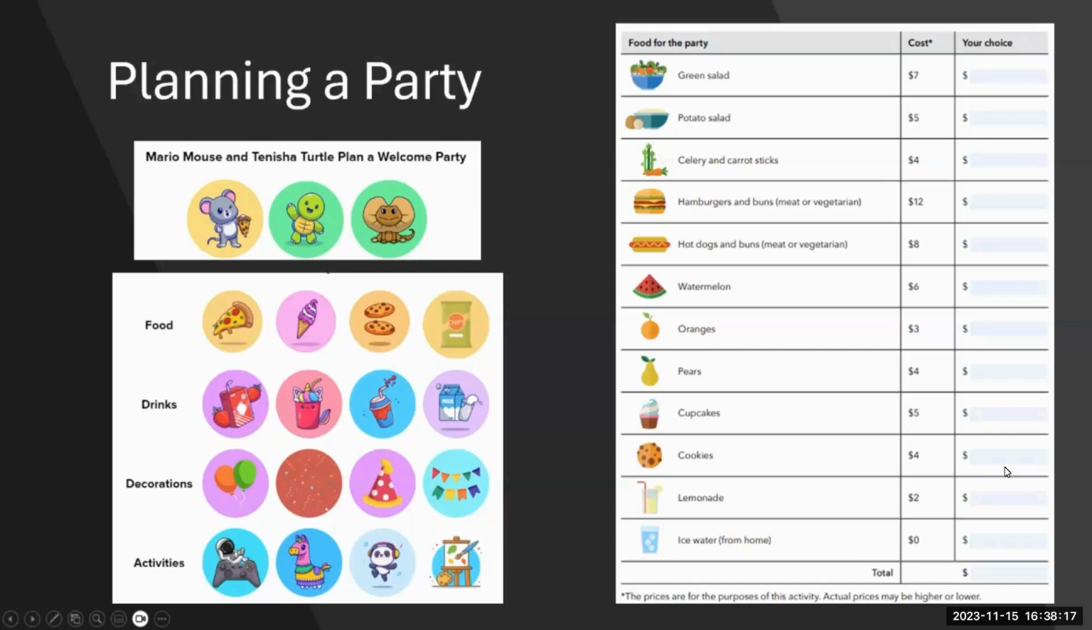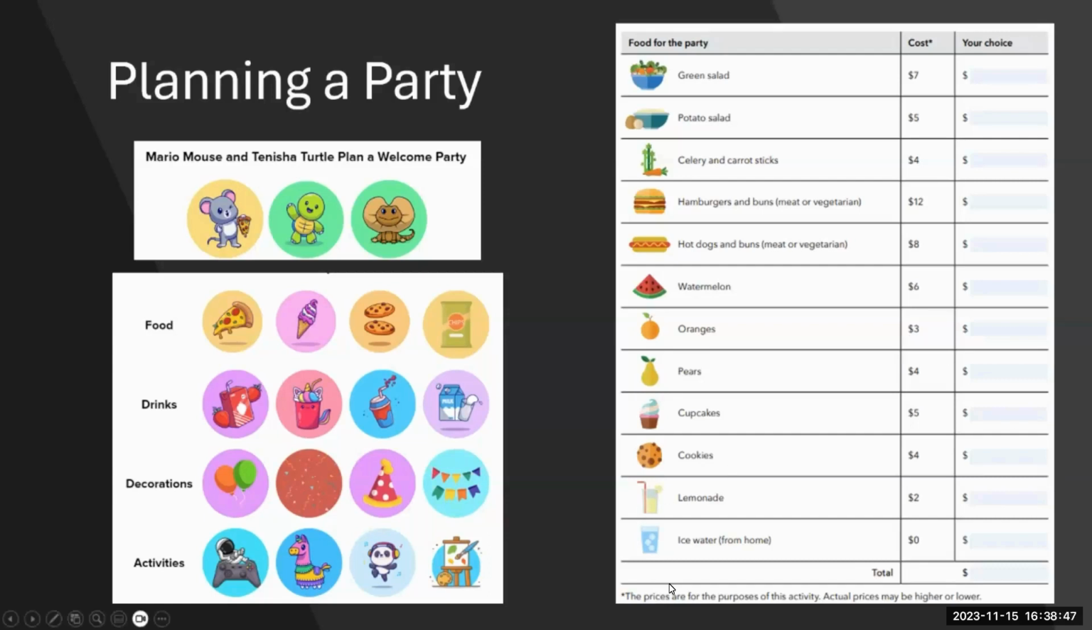And I love this because it's somewhat realistic, right? Healthy things are not always cheaper, but ice water costs nothing. How many people actually serve ice water at a party? Hamburgers are always going to be the most expensive thing when you have a meat and a protein in there. Fruit is usually less expensive than candy, things like this. So, some great examples.